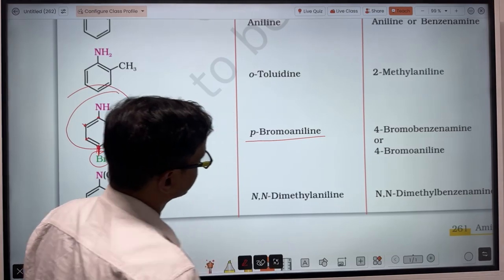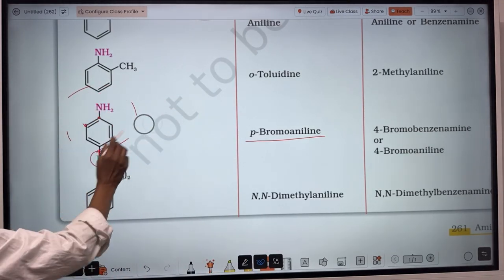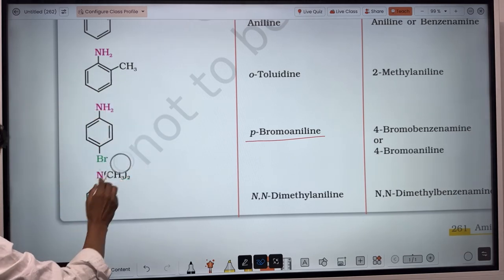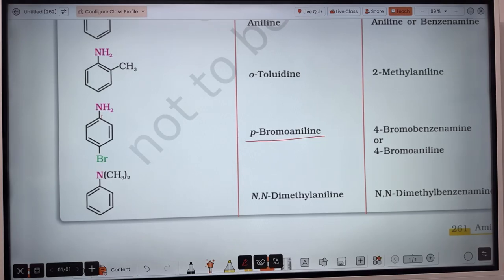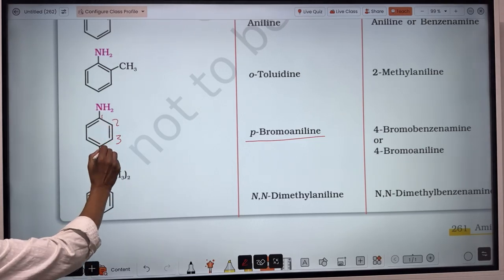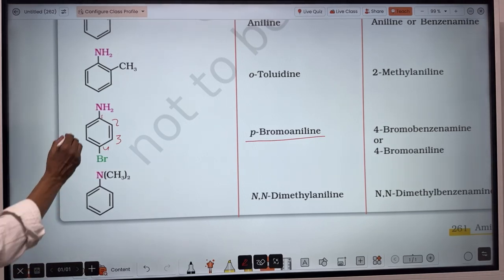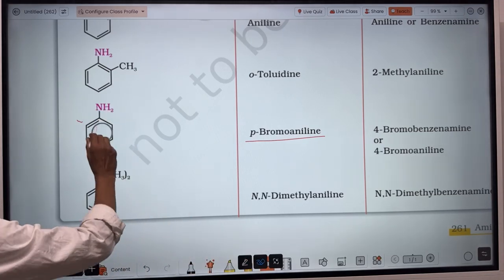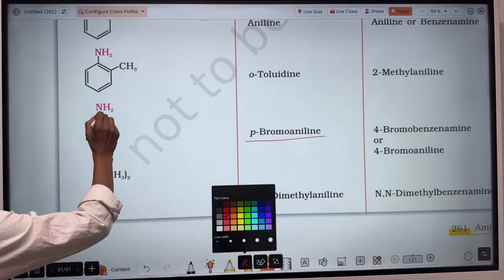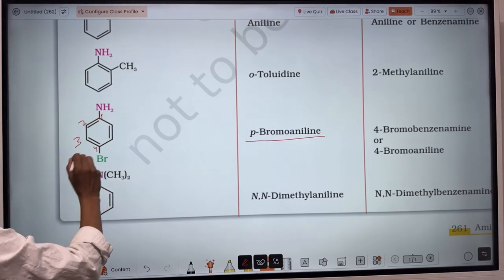That's why it is written para bromo aniline. And when we have to write the IUPAC name, we have to consider that the amino group is senior, so it will be at first position. So 2, 3, 4. When we do the numbering in clockwise direction, the bromine acquires fourth position. And when we do the numbering in anti-clockwise direction, the bromine also gets fourth position. So this carbon is first, then second, third, fourth.